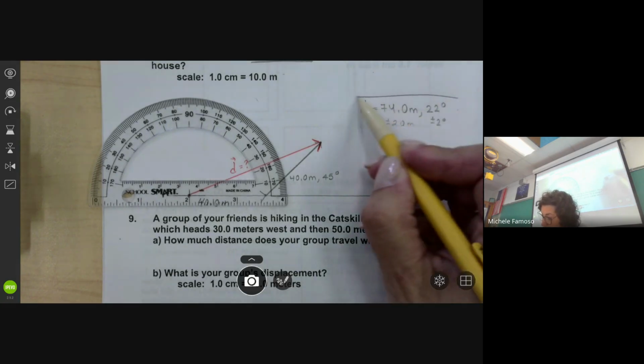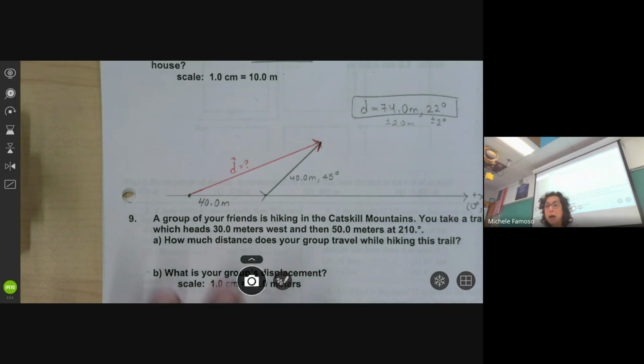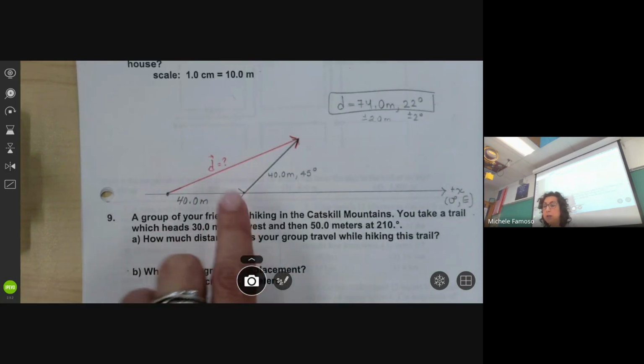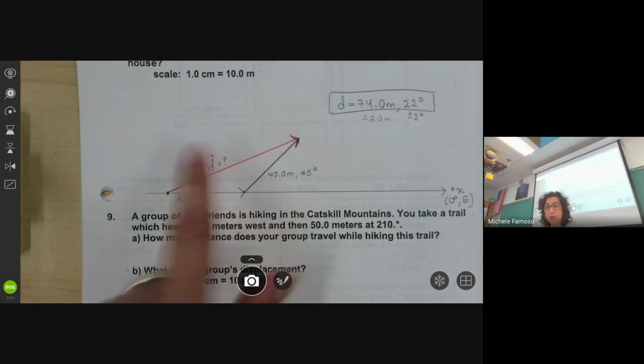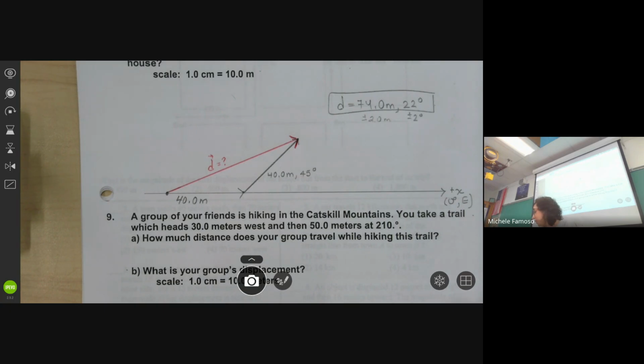This cannot be done with Pythagorean theorem or SOHCAHTOA. It cannot, because this is not a right triangle. There is no 90-degree angle in here. So there is no other way for us in this class to solve it other than to draw it out to scale.